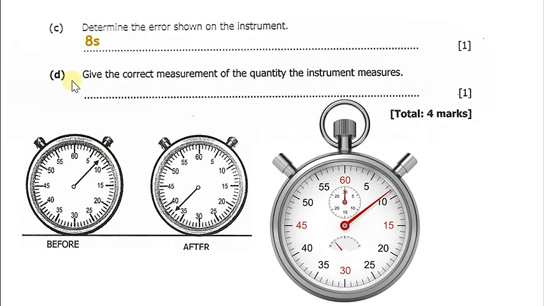Then D, give the correct measurement of the quantity the instrument measures. So the correct measurement is, after they had used it to measure, it read this one here. So here, this is 35, 36, 37, 38. I had to take it that way. So for us to get the correct reading, we get 38 minus 8 here. So 38 minus this 8 here, which will give us what? 30 seconds. So this is the correct reading that was supposed to be there.